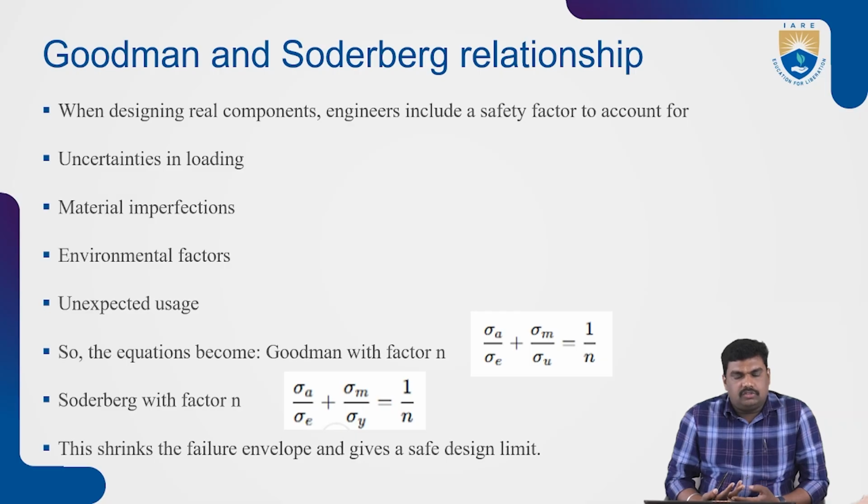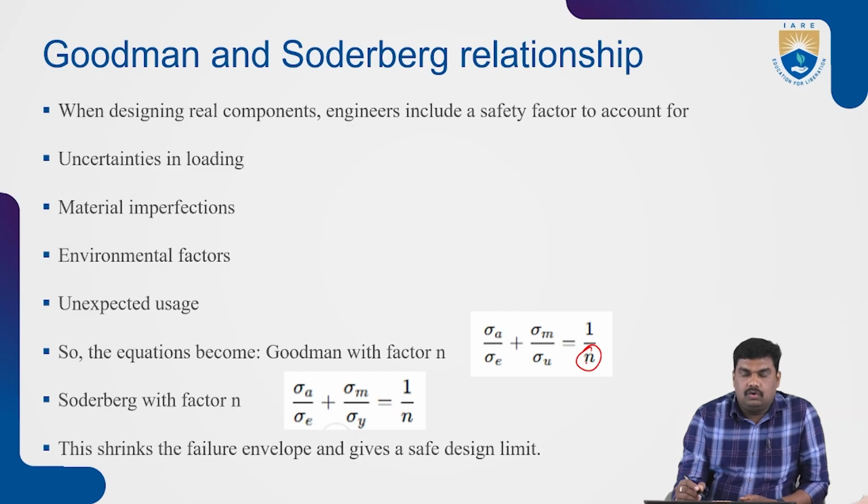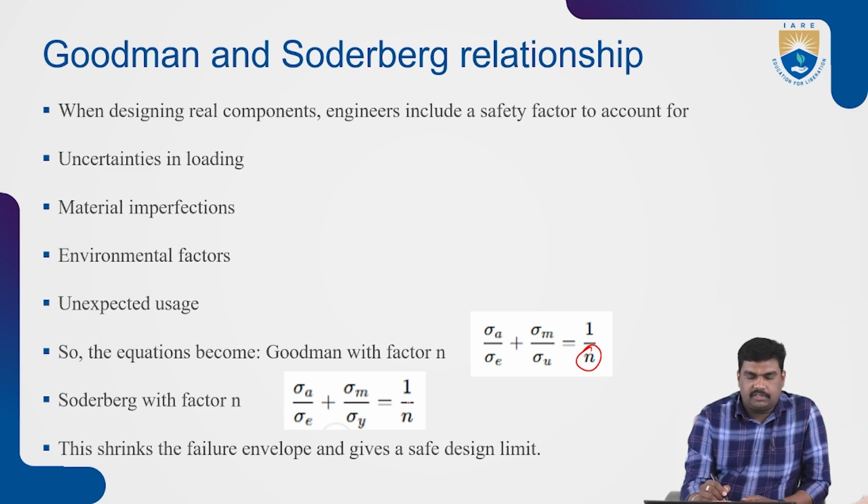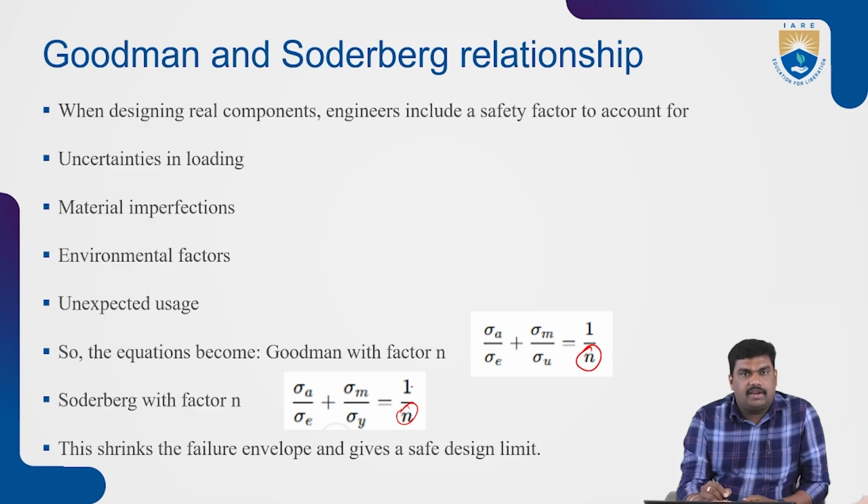and unexpected usage. So the Goodman and Soderberg equations with consideration of the load factor: the same equation, sigma A by sigma E plus sigma M divided by sigma U, the ultimate strength, is equal to 1 by N. This N is the load factor or factor of safety, right? Soderberg is similar, equal to 1 by N. Now when you have the factor of safety, you have to calculate the answer by substituting the stress amplitude, endurance limit, mean stress, and yield strength.